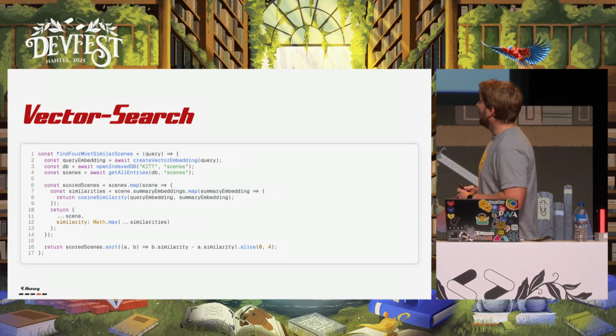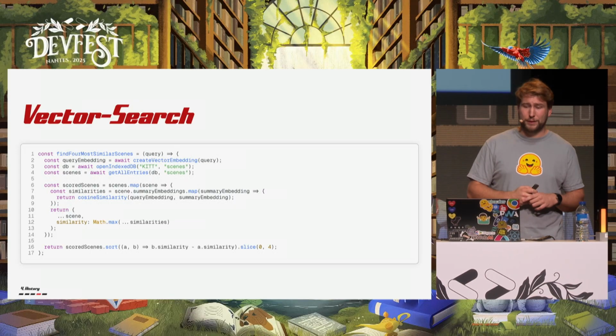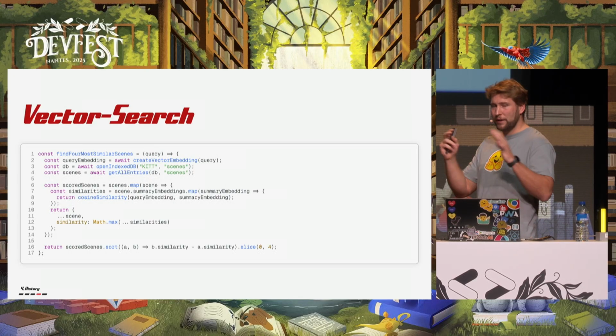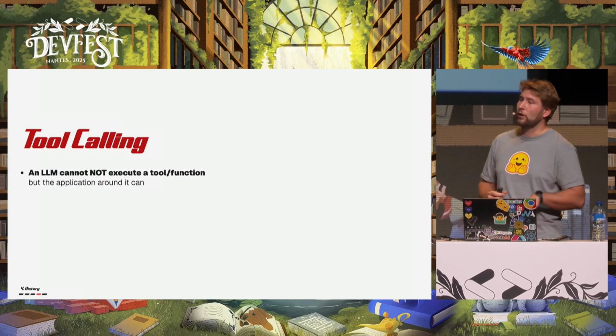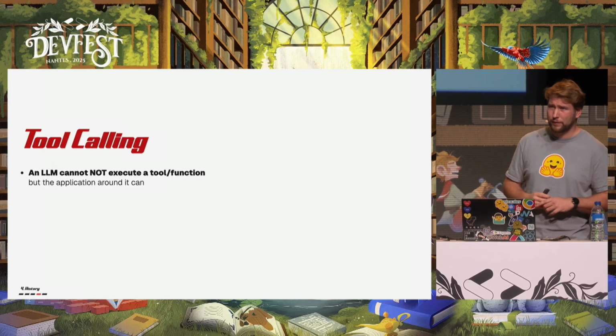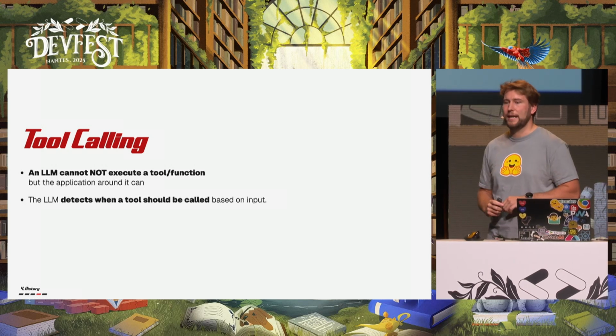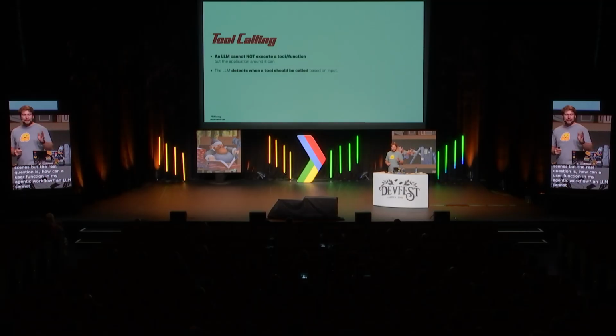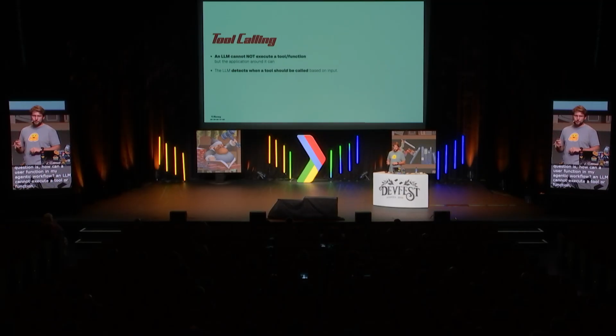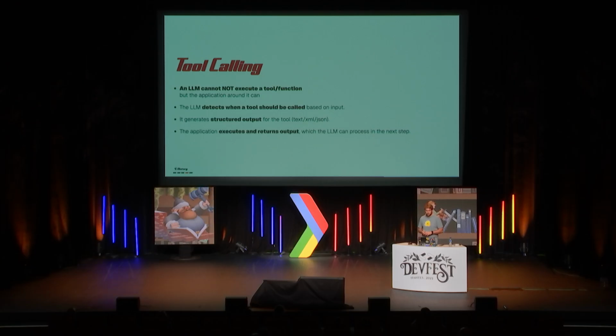Okay, now I have a function that finds those scenes, but the real question is, how can I use that function in my agentic workflow? We can use a concept called tool calling. A couple of things about tool calling. An LLM cannot execute a tool or a function, but the application around it can. The LLM can detect when it should call a tool, and based on the input, it can then generate structured output. It could be just some text, it could be an XML, or it could be JSON. And the application can then take that, execute the function, return the output to the conversation, and the LLM can then process that in the next step.